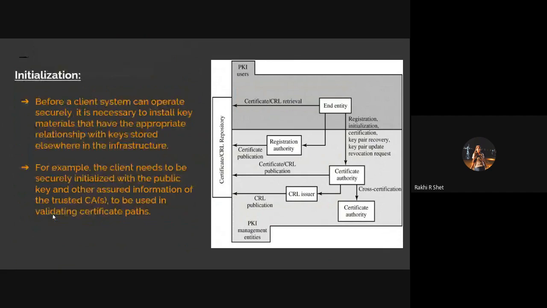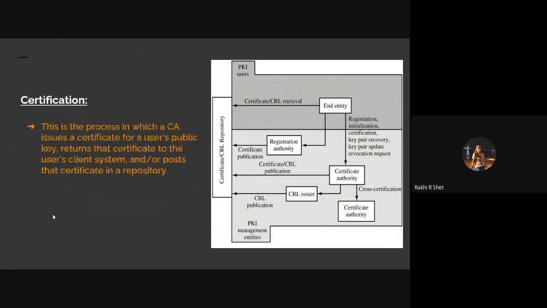Next is initialization. Before a client system can operate securely, it is necessary to install key materials that have an appropriate relationship with keys stored elsewhere in the infrastructure. For example, the client needs to be securely initialized with the public key and other assured information of the trusted CAs.